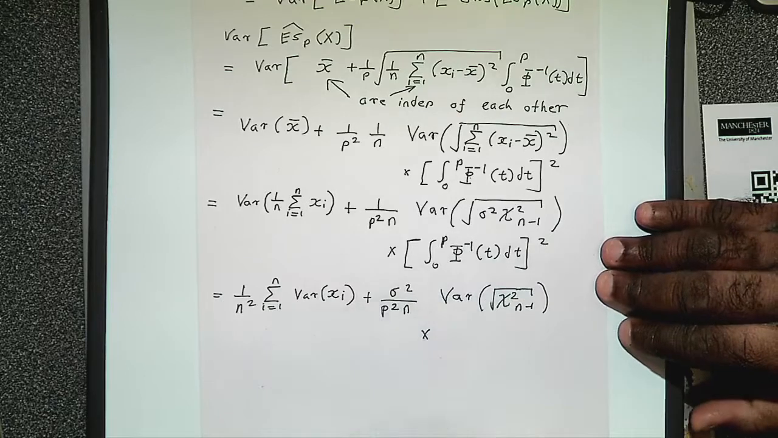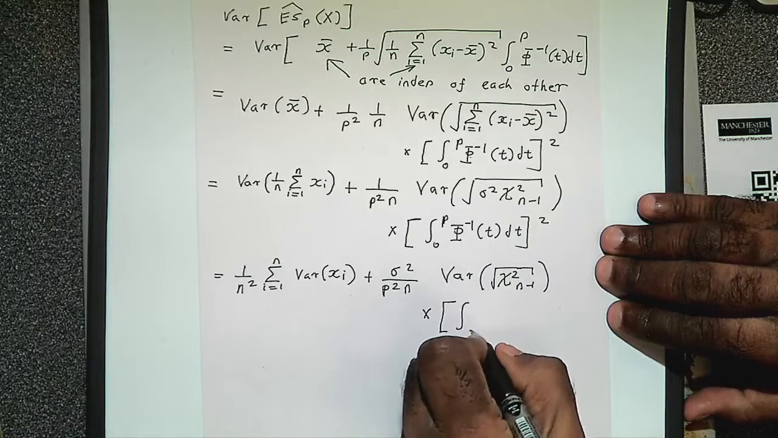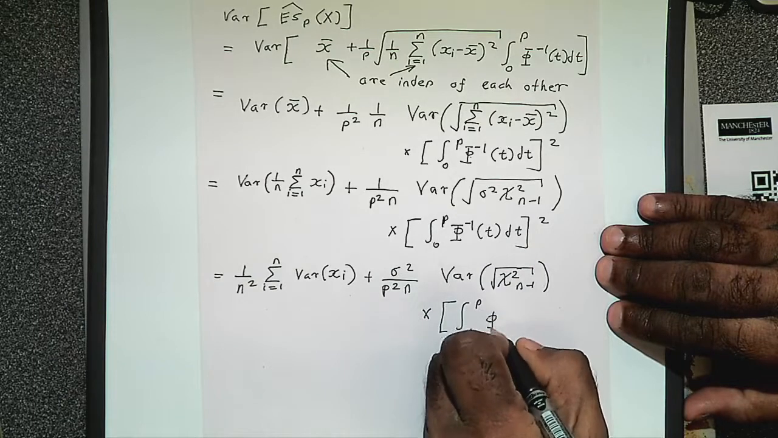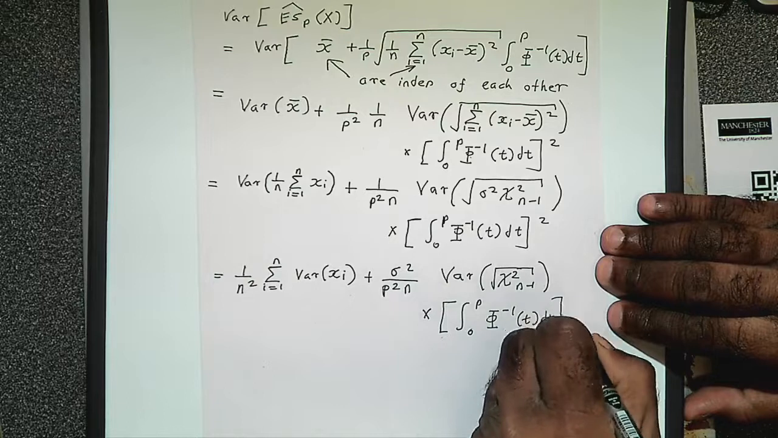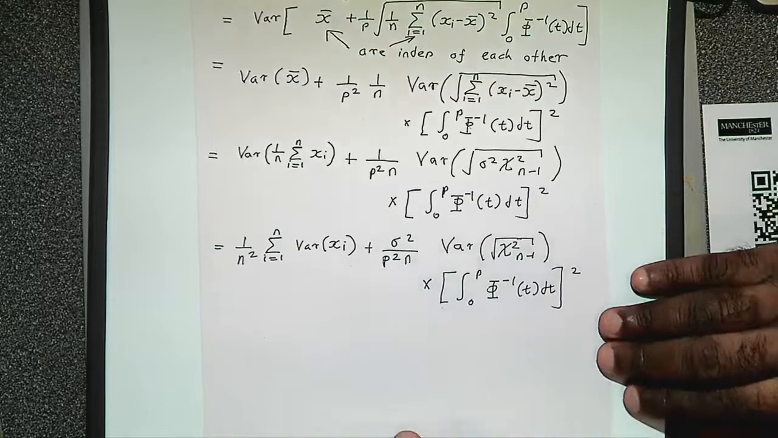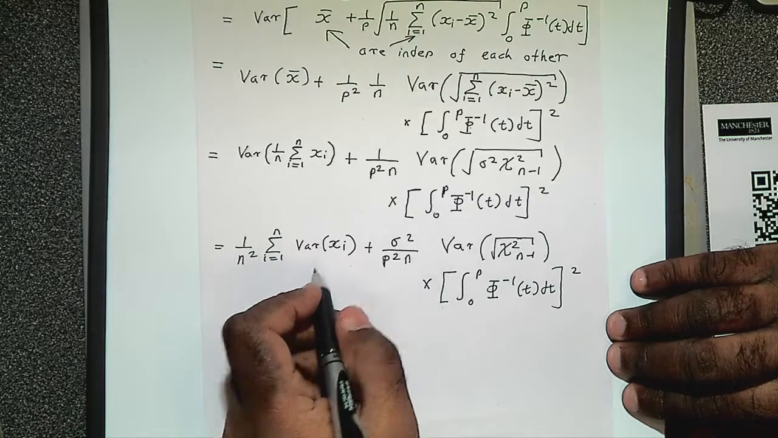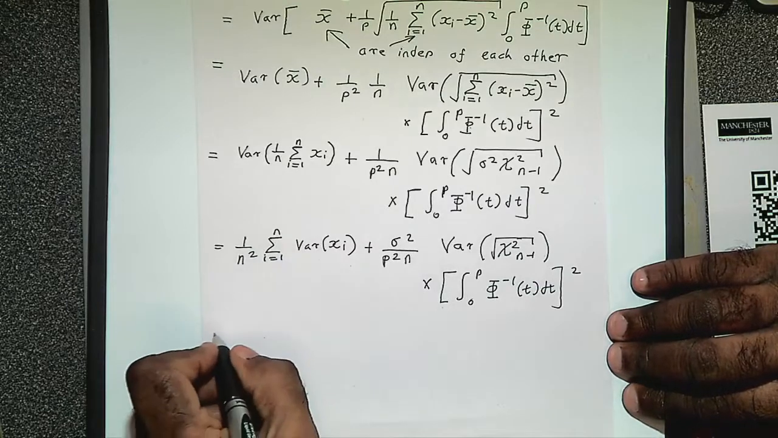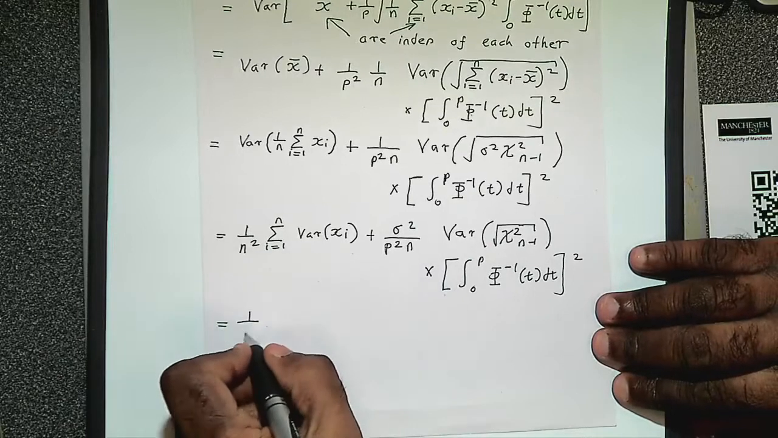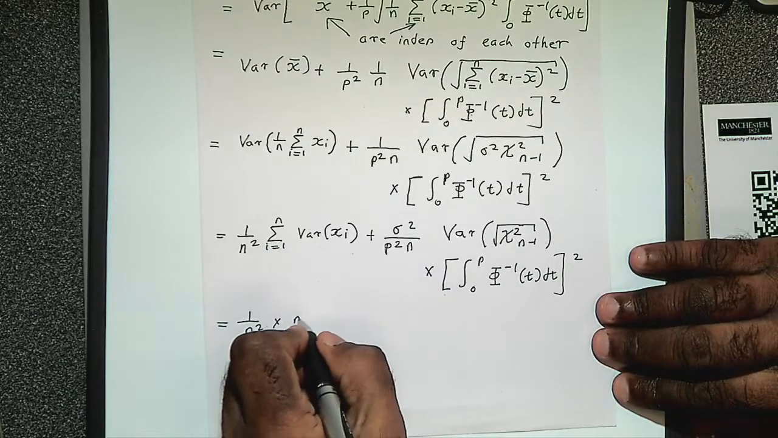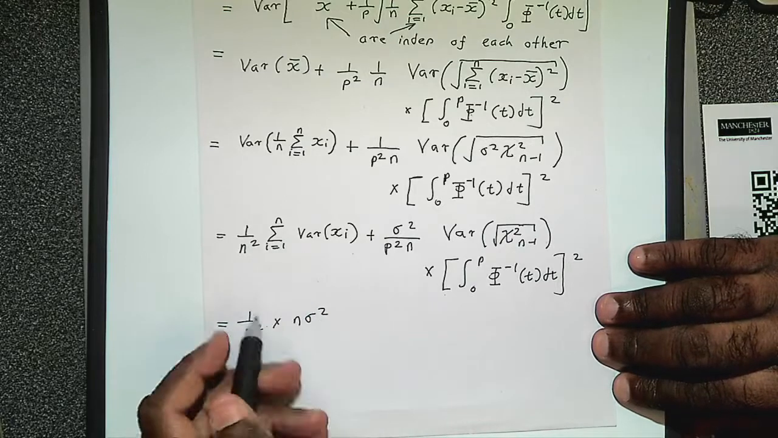multiplied by, yeah, and the variance of xi is sigma squared, right? So it's going to be 1 over n squared times n sigma squared, because you're summing a constant from 1 to n, so it becomes n sigma squared.